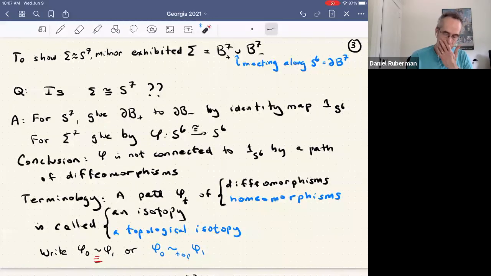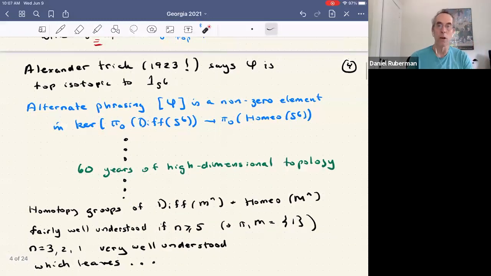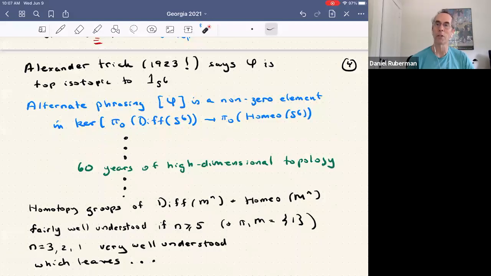So this phi is not connected to the identity by a path of diffeomorphisms, but Alexander showed way back in 1923, so we're approaching the 100th anniversary of what's called the Alexander trick, that phi is topologically isotopic to the identity. So that's a really surprising and interesting fact.